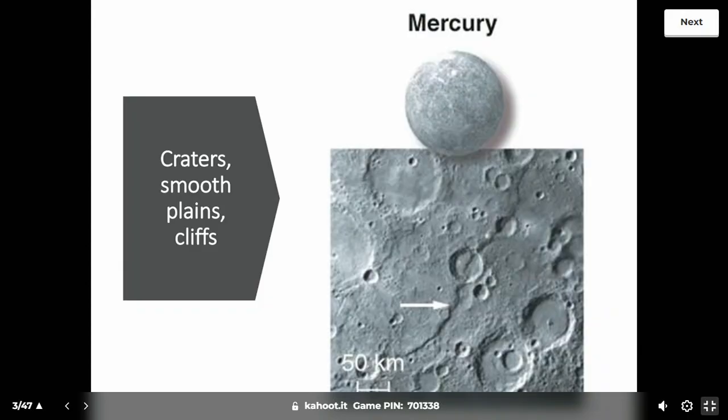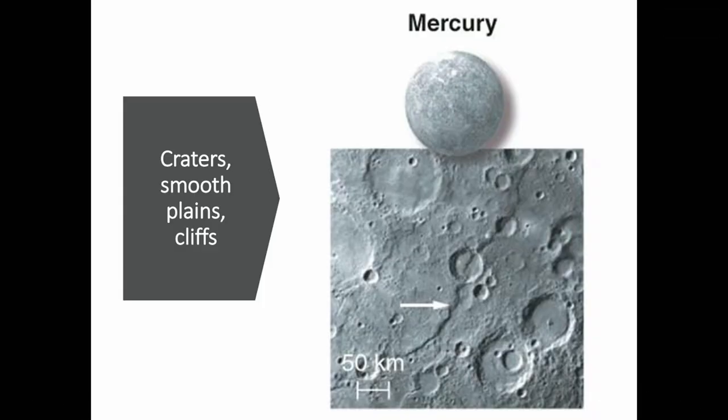Okay, so if we want to look at the geology of the rocky planets, we'll start with Mercury. If you look at the surface of Mercury, there are lots of craters. There are also areas that are relatively smooth, and then there are these cliffs that we need to try to explain.